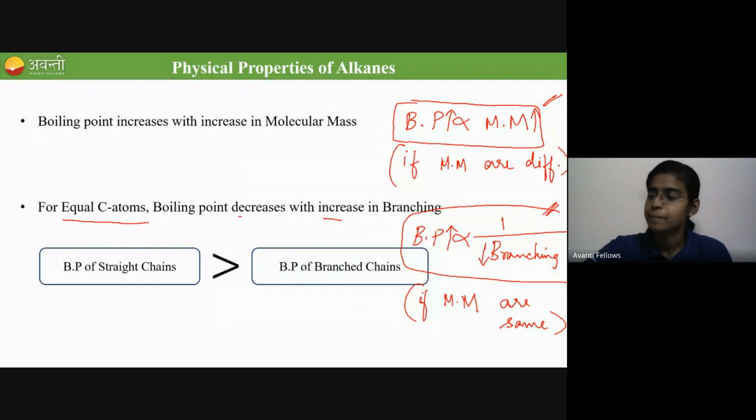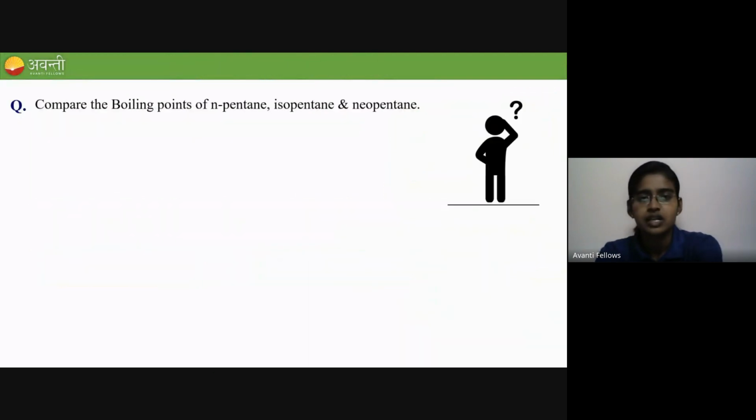Any of you have any doubt here in the physical properties? If the molecular masses are different, use the first relation. If the molecular masses are same, use the second relation. So let us see some examples to understand this better, okay? Don't worry. Now I'll give you one example.